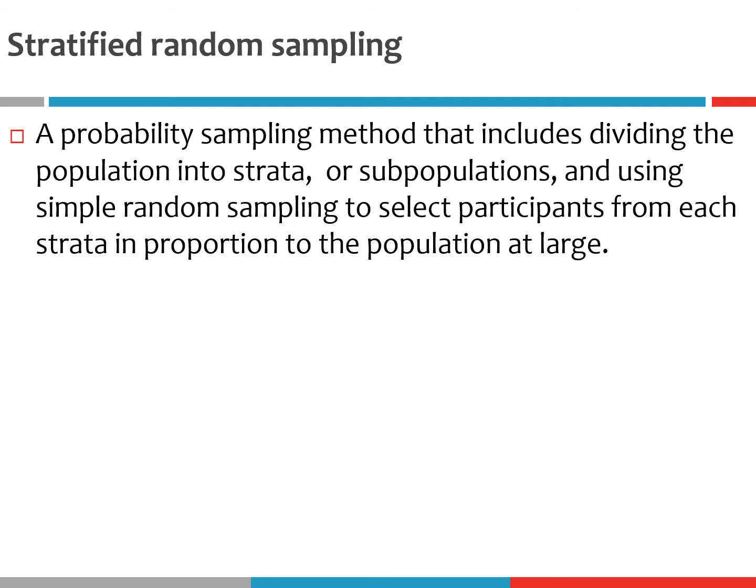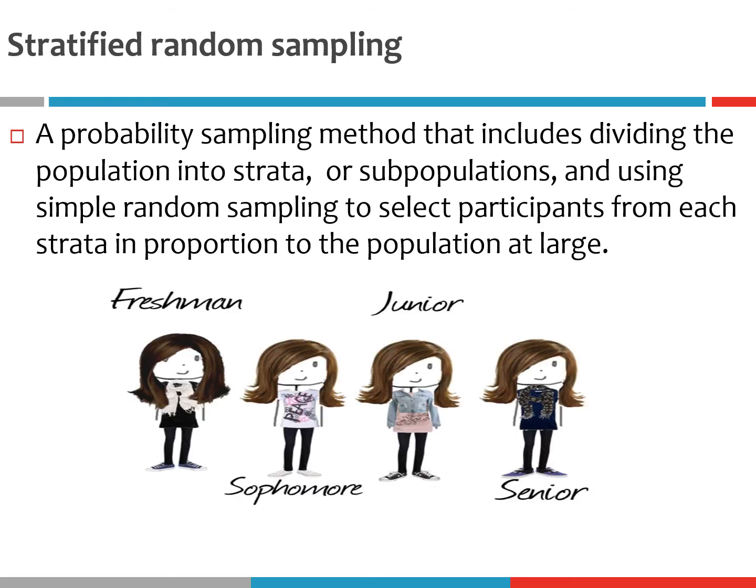So stratified random sampling is a probability sampling method that includes dividing your population into subpopulations or strata and using a simple random sampling strategy to select participants from each strata in proportion to the population at large, right? So that's a lot of words. Let me give you a couple of examples.